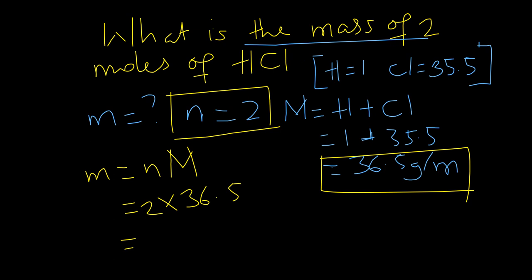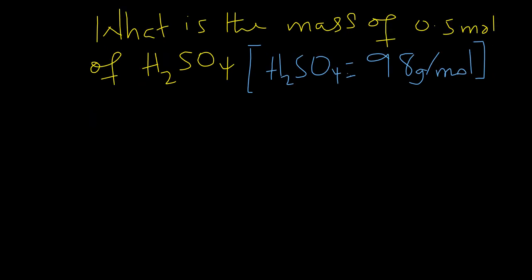So what it means is that we have 2 times 36.5, that will give us 73 grams. So the mass of 2 moles of hydrochloric acid is 73 grams. As simple as that. Let's look at the next question. So we move on to the next question.